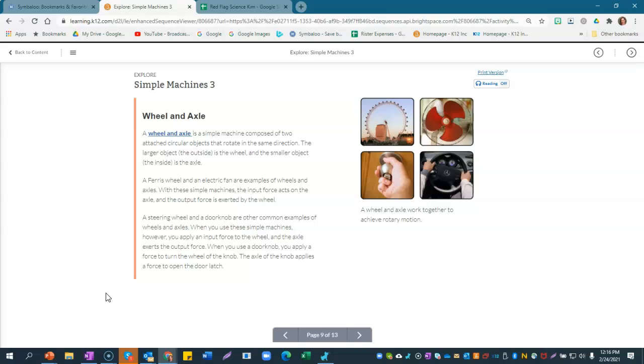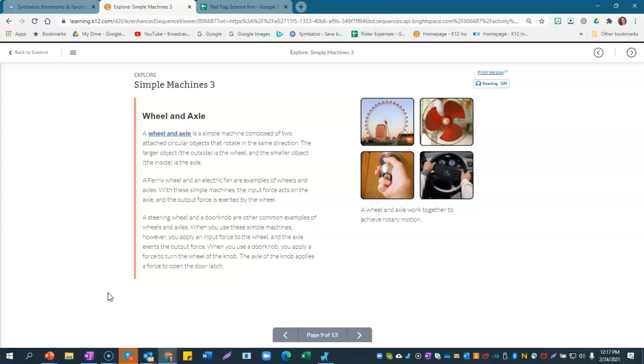Okay, so think about that. Make sure you maybe draw a picture and label it. Input force is on the axle. A steering wheel and a doorknob are other common examples of wheels and axles.